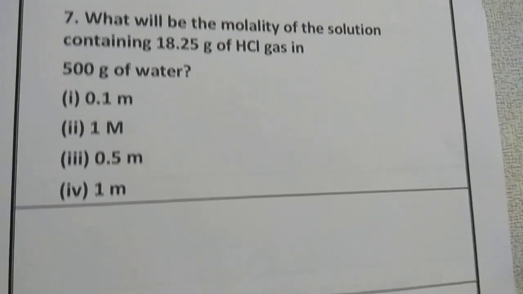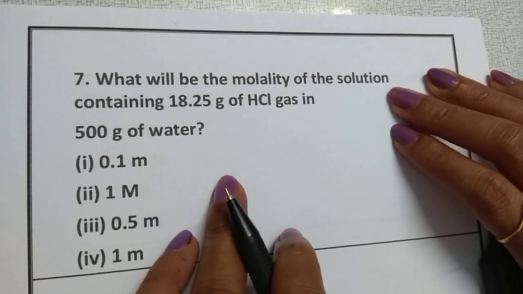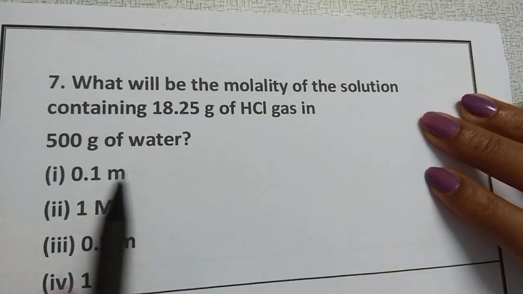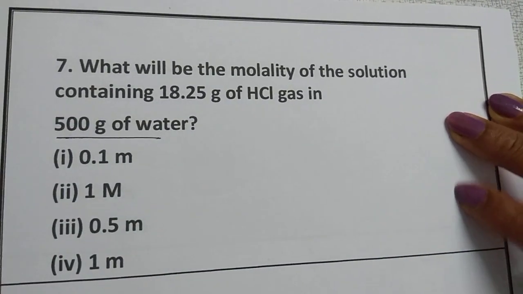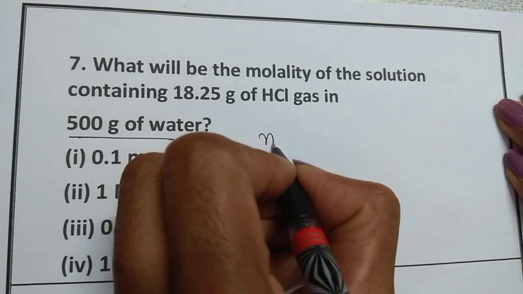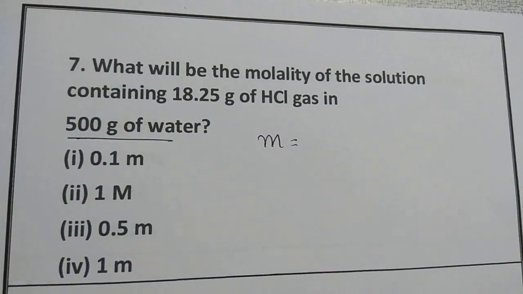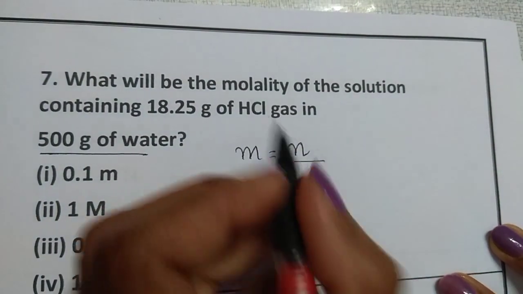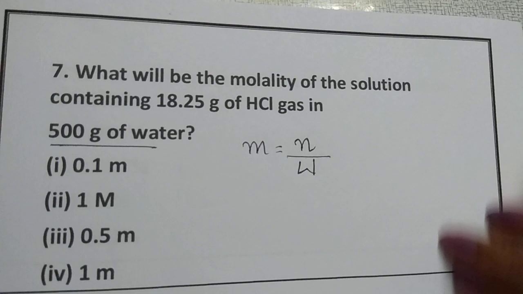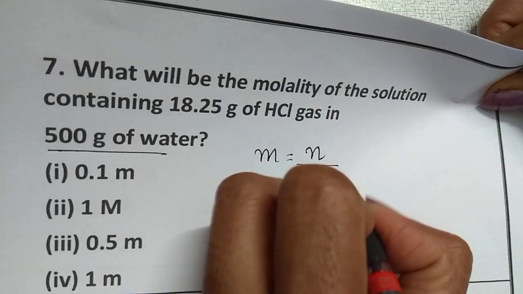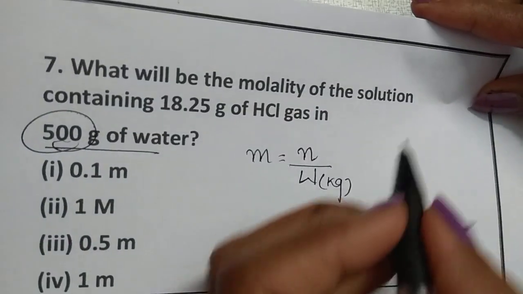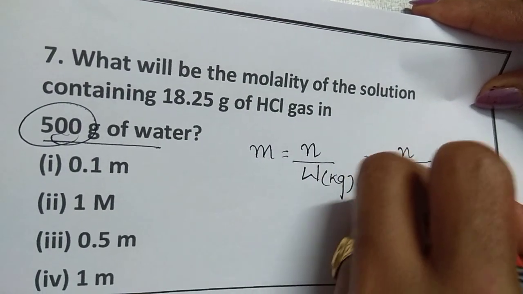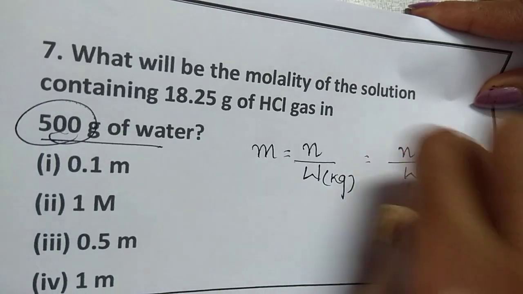And next question is, what will be the molality of a solution containing 18.25 gram of HCl gas in 500 gram of water? So the question they are asking is to calculate molality. What is the formula of molality, my dear students? Number of moles of solute dissolved in W gram of a solvent or W kg of a solvent. We want it in gram, so the formula is number of moles of solute by W gram into 1000. This is molality. Is it clear?